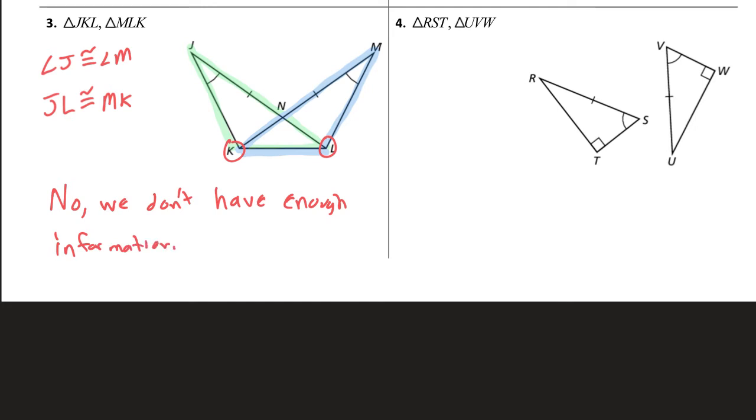We don't have enough information to prove that those are congruent by ASA or AAS, all right? And then this fourth one, we can say angle S is congruent to angle V in the other triangle. We can say that angle T is congruent to angle W because those are both right angles. And we can obviously say, it's marked, RS is congruent to UV.